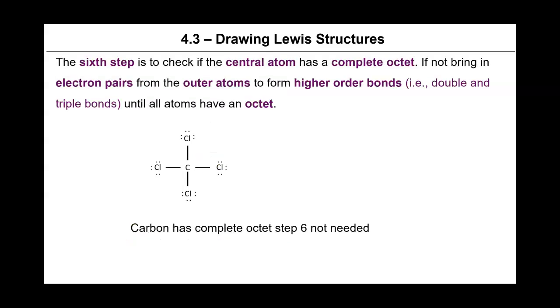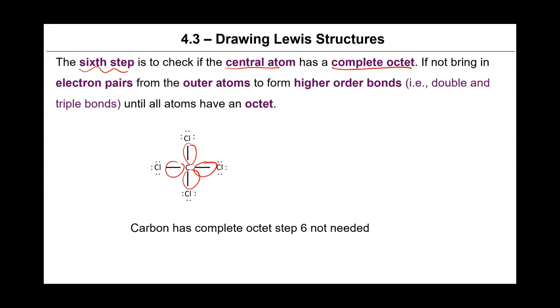The final step, step 6, is to check if the central atom has a complete octet. And in this case, it does, because it has 2, 4, 6, 8 electrons around the central carbon.